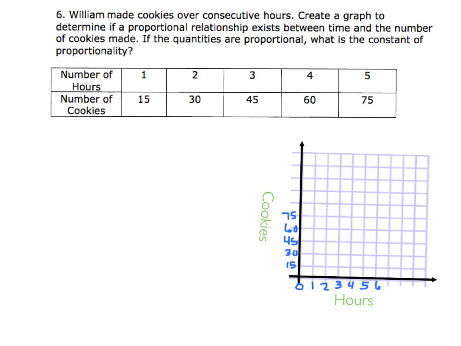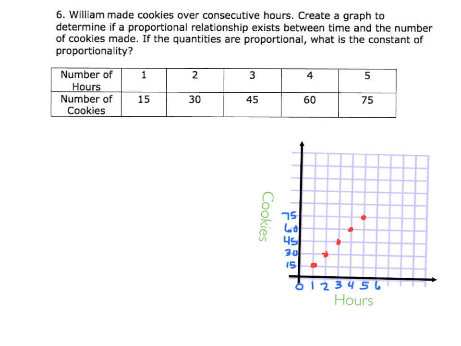Okay, our next example is we have William. He made some cookies over a constant hour. So we're going to try to go ahead and graph this situation. All right, so it looks like he was cooking for 1 hour. He made 15 cookies. So I'll just go ahead and plot that. 1 hour, 15 cookies. 2 hours, he made 30. 3, he made 45. 4, he made 60.